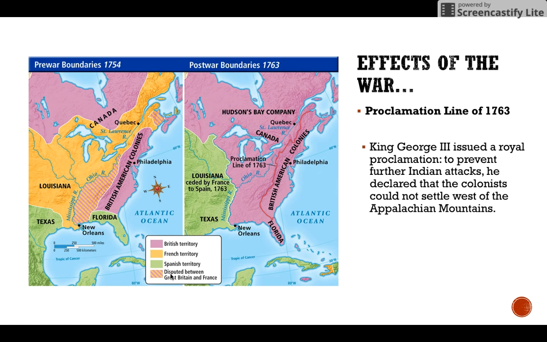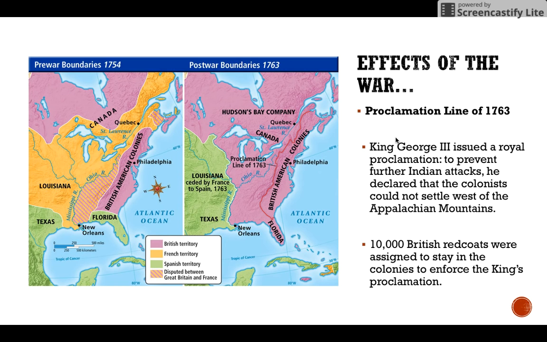So all that territory that was opened up after the war, a lot of colonists in the 13 colonies wanted to move west and settle in that territory. However, King George III issued a royal proclamation preventing any further Indian attacks with those colonists. So he declared that the colonists could not settle west of the Appalachian Mountains to avoid any further conflicts with the natives. And to enforce this proclamation, he sends 10,000 British redcoats to stay at that post and enforce this proclamation.